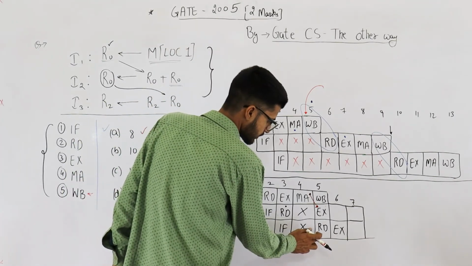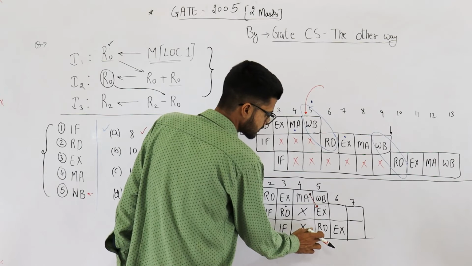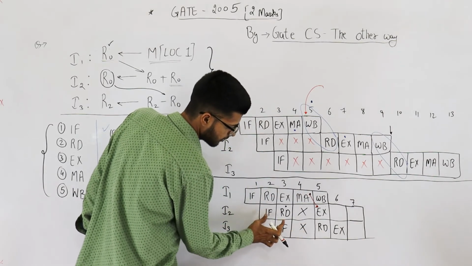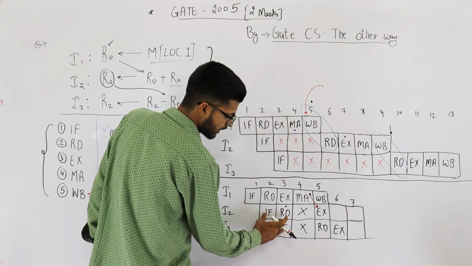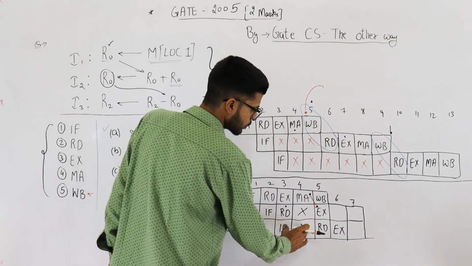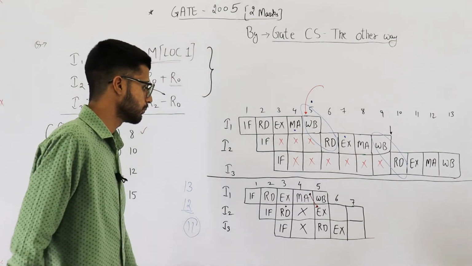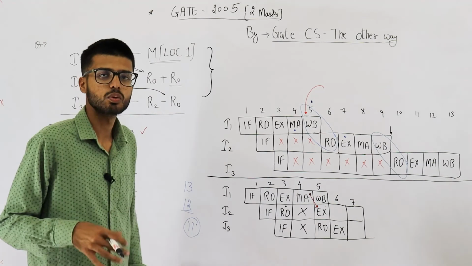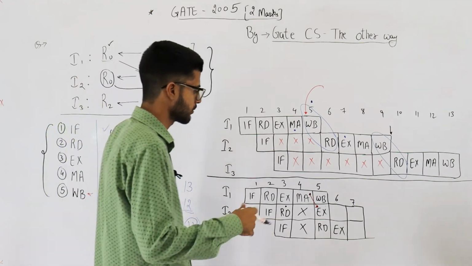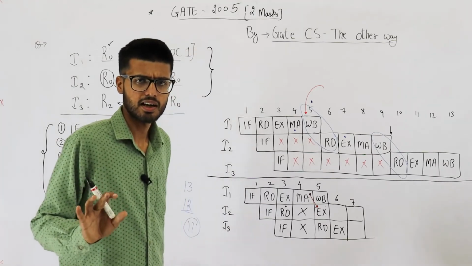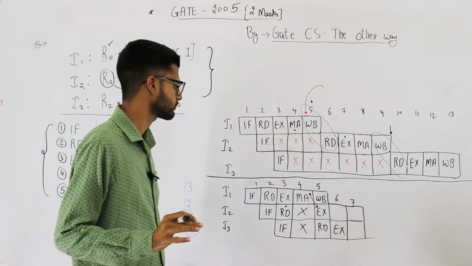Then the question is, why not place RD in the 4th clock cycle? Like we placed IF and RD adjacent to each other in I2, why not do that here also? Because RD will place values into the buffer. Okay, that might just mess up the things. That's actually dependent on the hardware. I'll not say anything here.